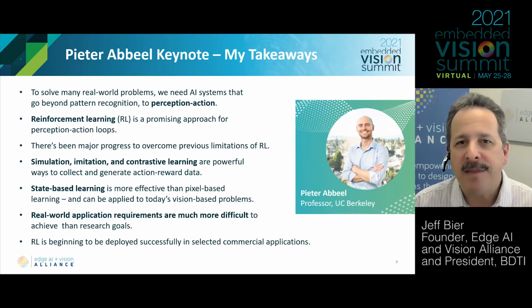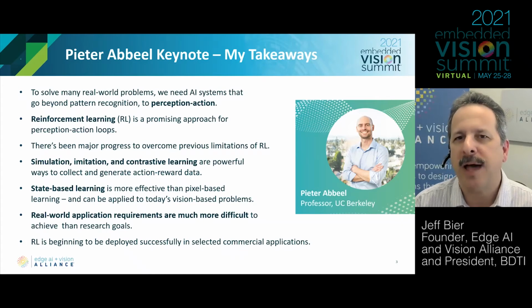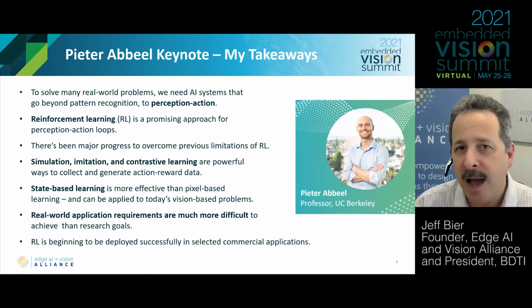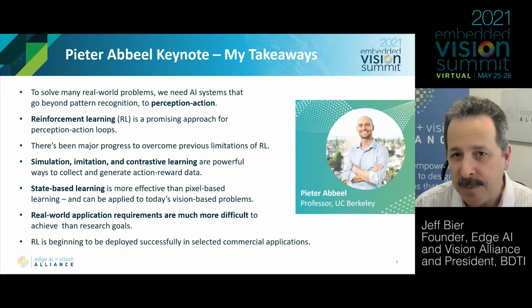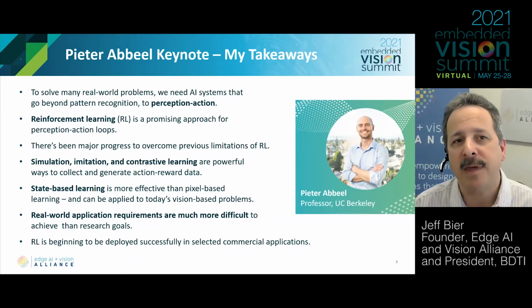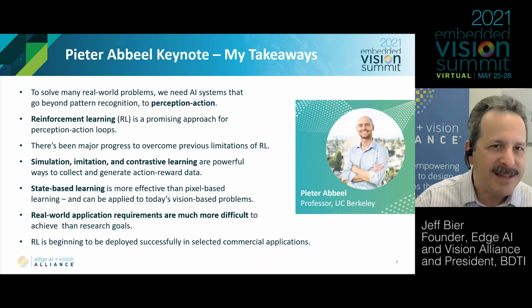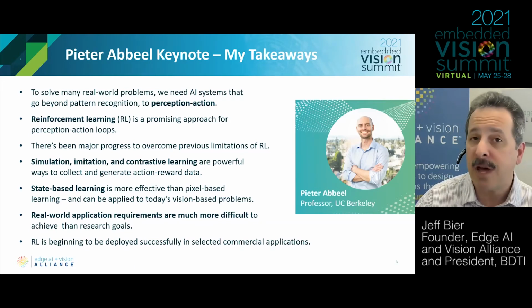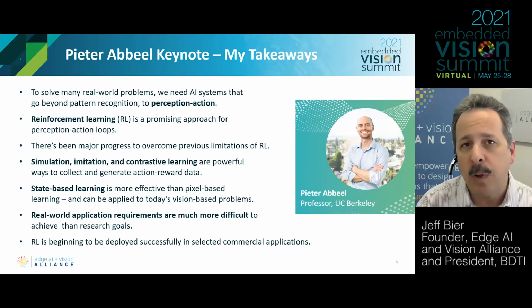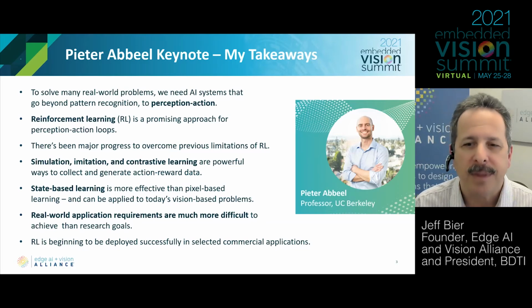He also pointed out that the requirements in terms of accuracy and reliability in typical commercial applications are generally much higher than the requirements to get a research paper published, but he showed at the same time that reinforcement learning solutions are arriving at that higher threshold of accuracy and reliability, at least for some applications, so that they can be deployed in commercial applications like the part picking robot that he showed.